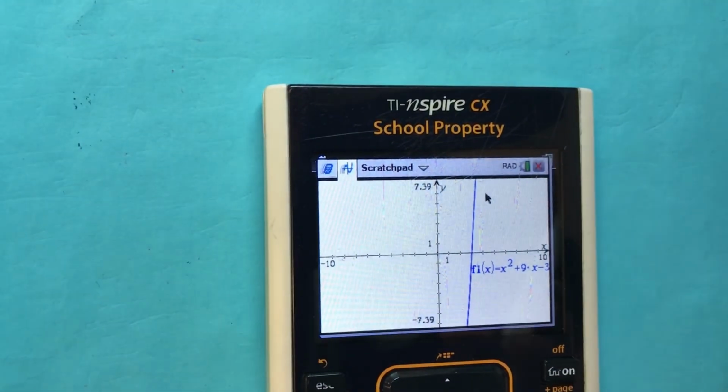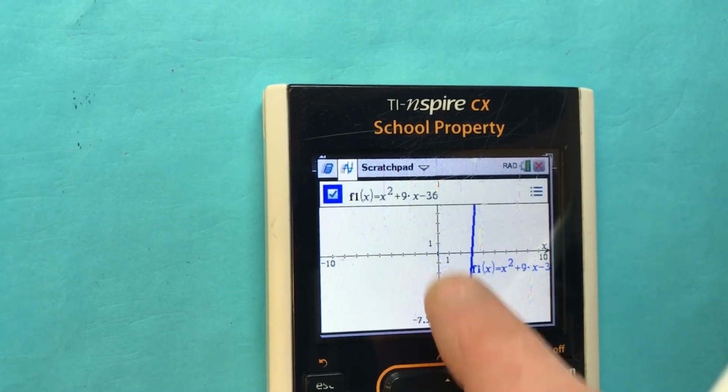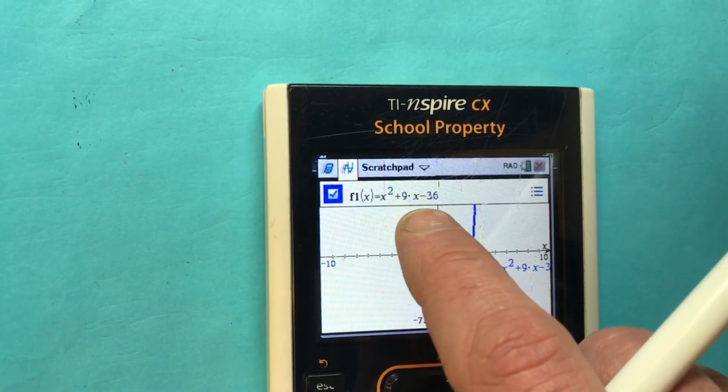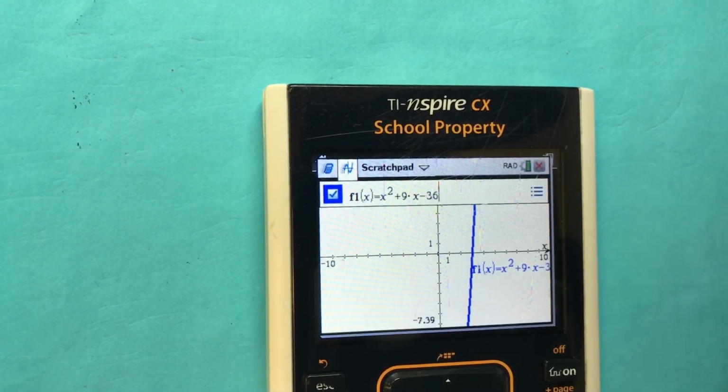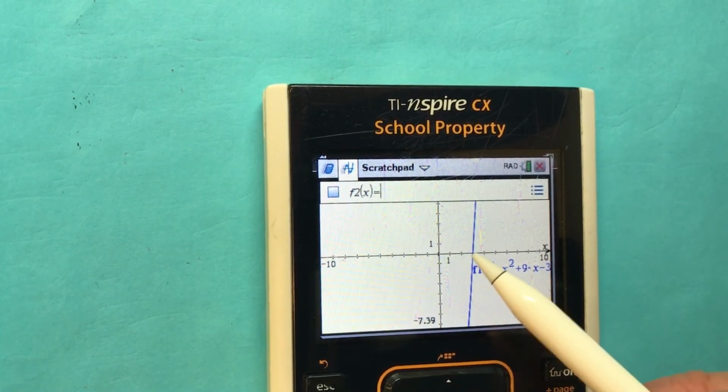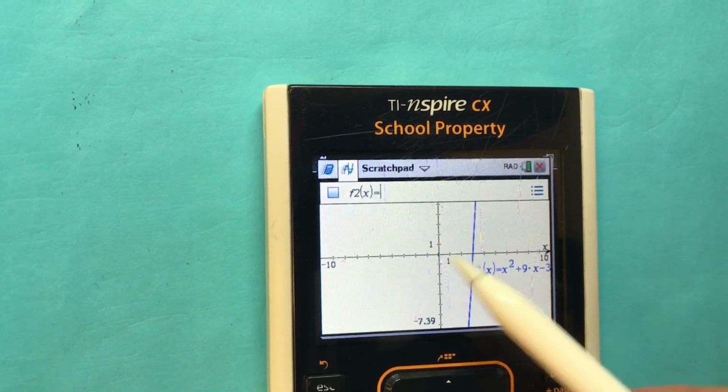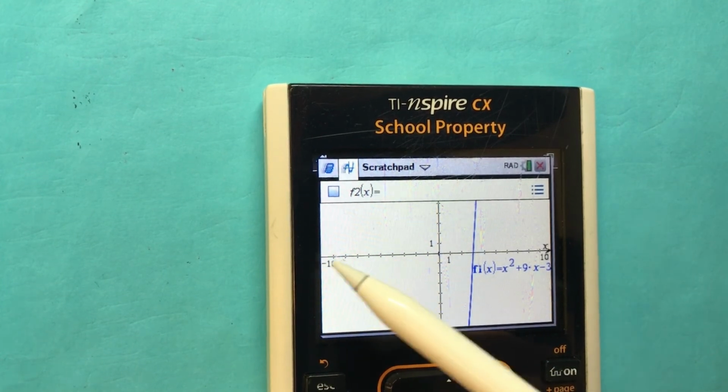Wait, what did you put in? Okay. So we typed in x squared plus 9x minus 36. Graphed it. And you can see it crosses right there at 3. So x equals 3. It does cross at negative 12, but that doesn't make sense with what we're doing.